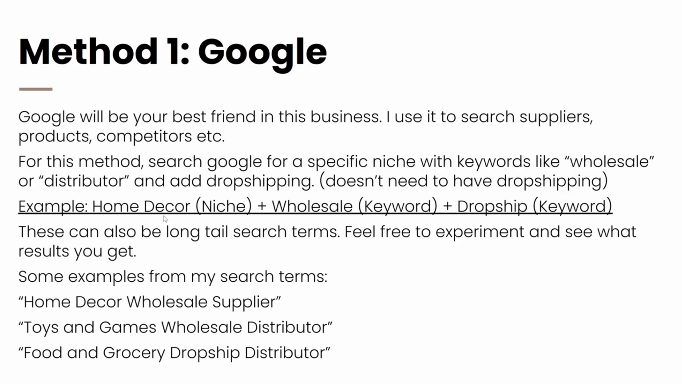So here's an example of a search that I would use. I would use home decor, and that's going to be the niche. Then I would add wholesale, the keyword specifying that I'm looking for home decor wholesale suppliers. After that, you can add drop shipping. So it would be home decor wholesale dropshipper or home decor wholesale dropship supplier. It doesn't need to roll off the tongue that well. It just needs to be a cohesive search term that Google can use to find good search results to match what you are searching.